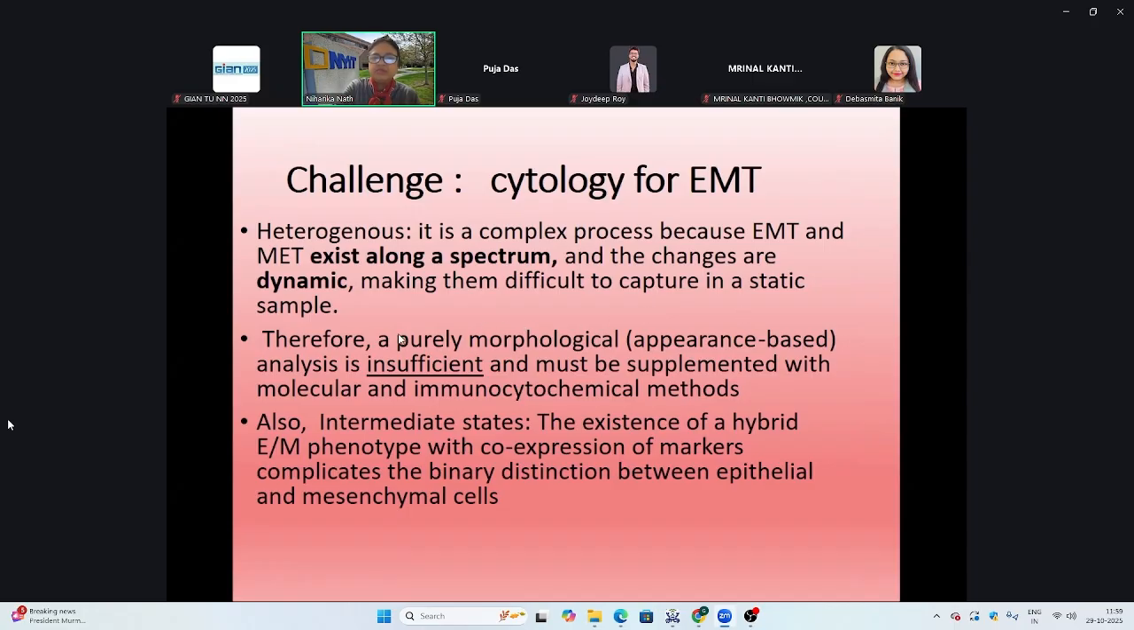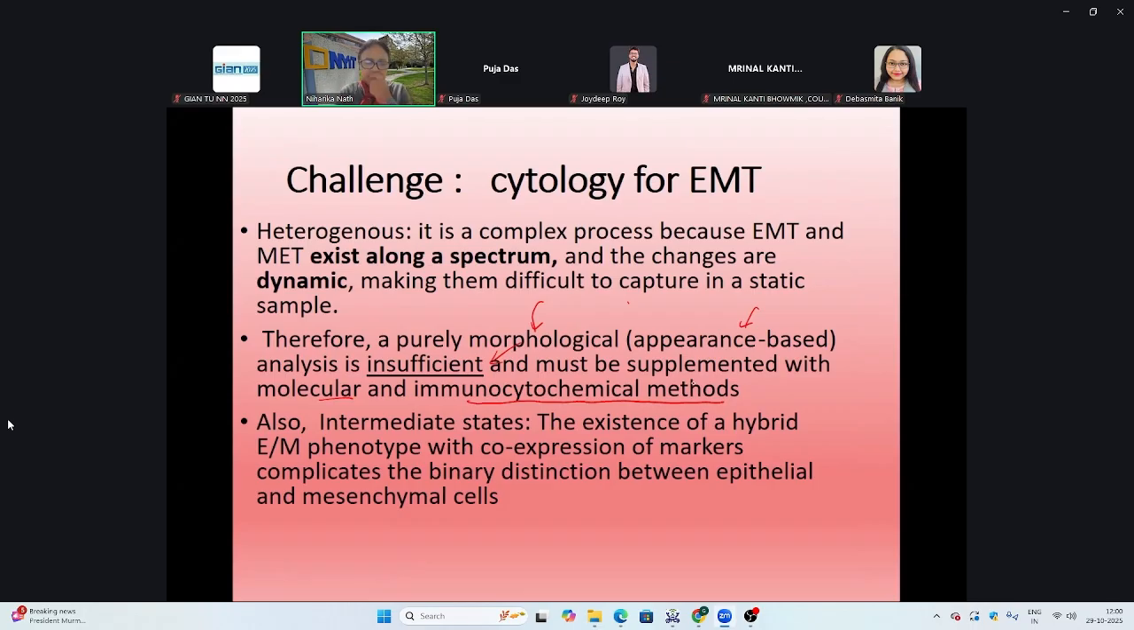So that's why in one picture, in a static sample, it's hard to find out if they're existing in a spectrum. If it was a switch on and off, then that would have been one thing: you could have only E and only M types. Therefore, just having morphology alone is not enough. Pure morphology, appearance-based analysis, is not correct. That does not work. So you have to do molecular or immunocytochemical methods.